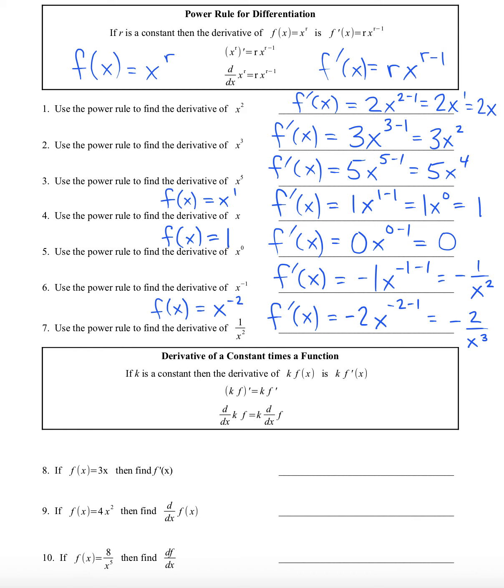Now let's try the rule for derivative of a constant times a function. This rule says if you're trying to find the derivative of k times f, where f is a function of x, but k is just some number, then what we can do is we can actually pull the k out front and then just find the derivative of f.